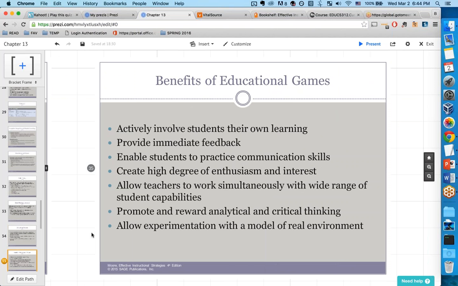Some of the benefits are here. So they actively involve students in their own learning. They may provide not positive, but immediate feedback. This could be very helpful for students to learn the content and move on. It may provide a lot of practice. You see a lot of motivation and interest in the students when they play educational games. And this may allow teachers to work simultaneously with a wide range of students, and it may promote and reward analytical and critical thinking.